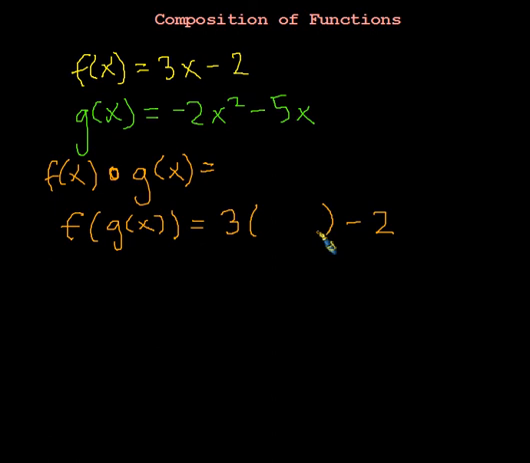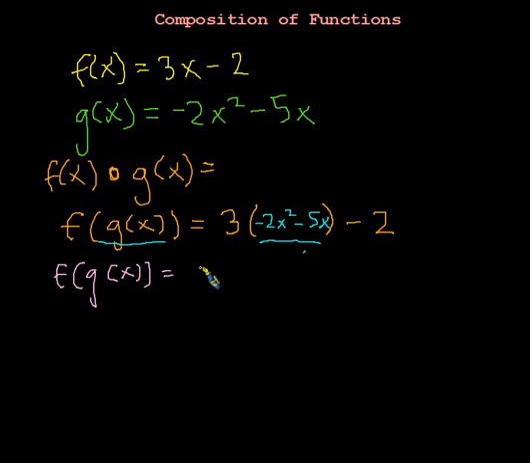The only difference is now we're going to squeeze into these parentheses g of x, because that's what it says right here. So this right here, we're going to squeeze into here. And I'm going to go ahead and write it. It's negative 2x squared minus 5x. And it'll be 3 times all of that minus 2. That's f of g of x. Now I'm going to write it all out.